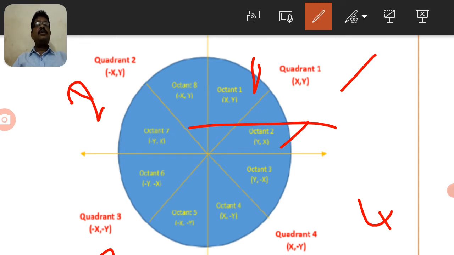And again you can observe the second quadrant. Here you can observe the quadrants are taken in the anti-clockwise direction, but the octants are taken continuously in the clockwise direction. Here octant 1, octant 2, and the next, octant 3, here only. The octant 3 values are nothing but the original values of the quadrant, where this is the positive x-axis and this is the negative y-axis. Negative y-axis means x comma minus y.